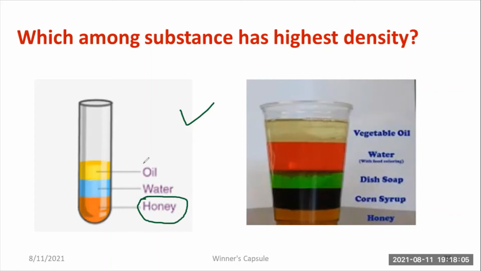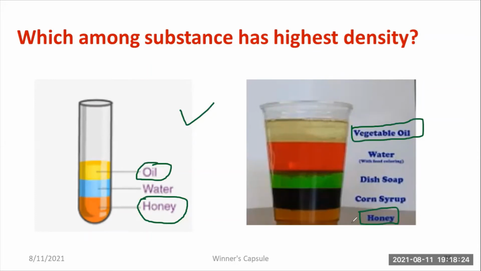Which is having less density? I would like to say that in this context, oil shows less density, because that is why it is showing in the upper side. That you have to remember. Here you can see vegetable oil is the least dense material, whereas honey is the most dense material. So based on the position, you can understand.